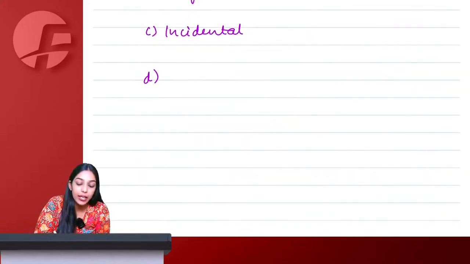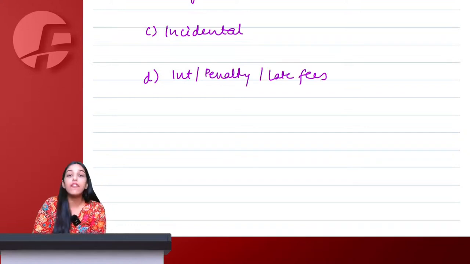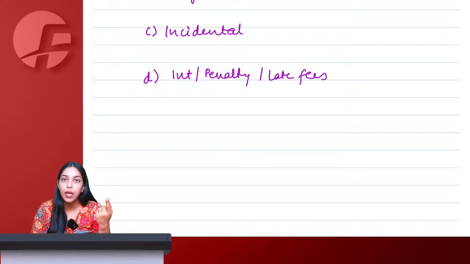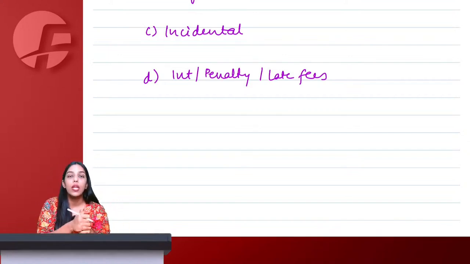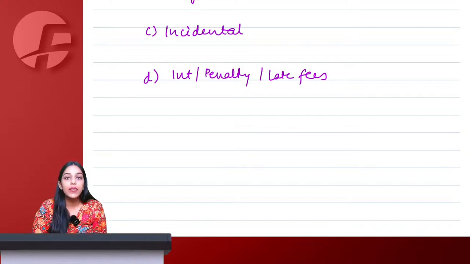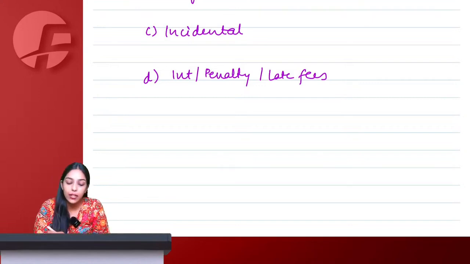Then point D says that if there is any other interest, penalty, or late fees. By this time we already know that if we are receiving any interest, then the day on which we actually receive it, according to the time of supply provisions, we become liable to pay GST on the same, and this will be taxable at the original rate of supply only. So whatever is the original rate of the goods or services that you have supplied, your interest etc. will also be chargeable at that rate only.